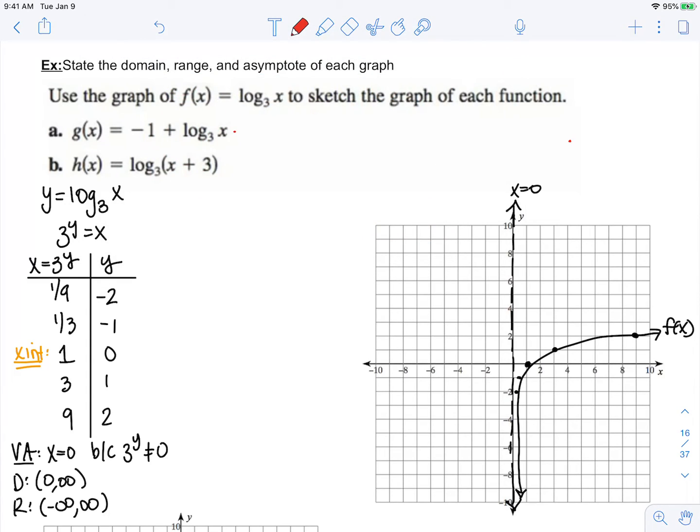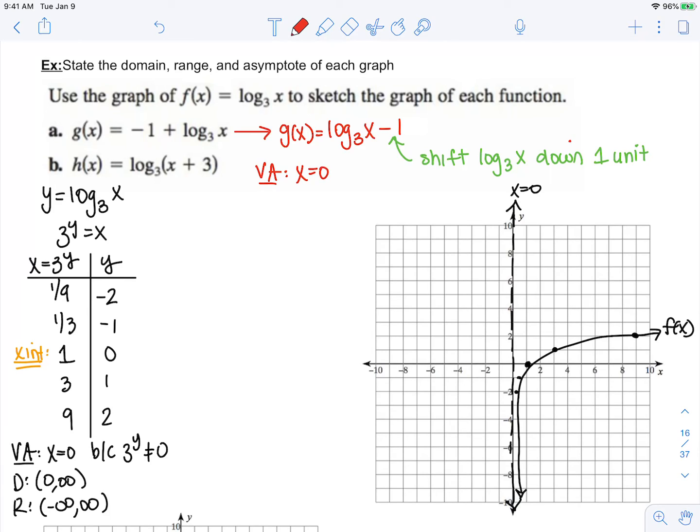Now I can focus in on g of x, which I'm going to rewrite as g of x equals log base 3 of x minus 1. Now this minus 1 on the end tells us we're going to shift log base 3 of x down 1 unit. Okay, so think about that. If I shifted this down 1 unit, my vertical asymptote stays the same.